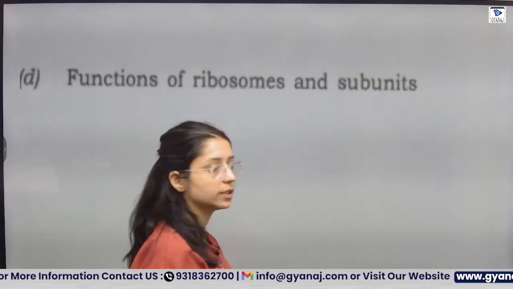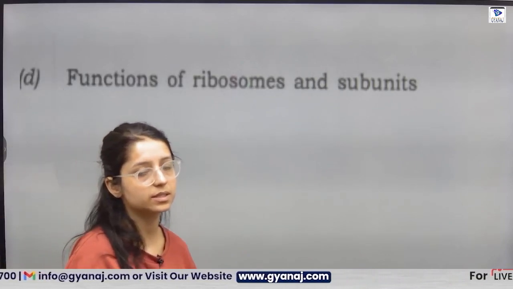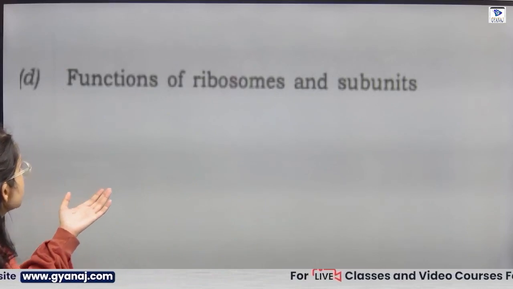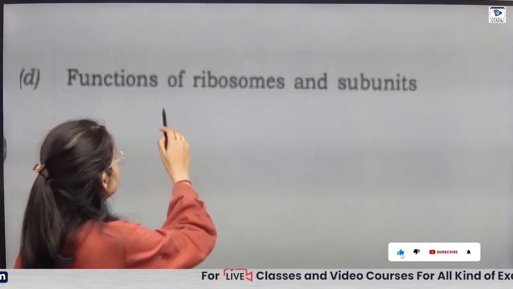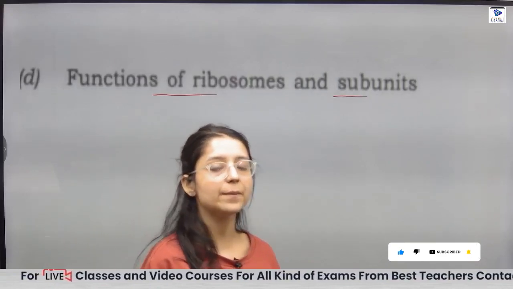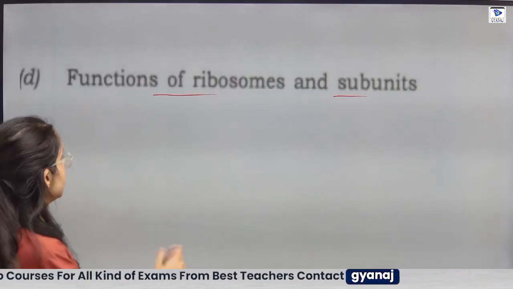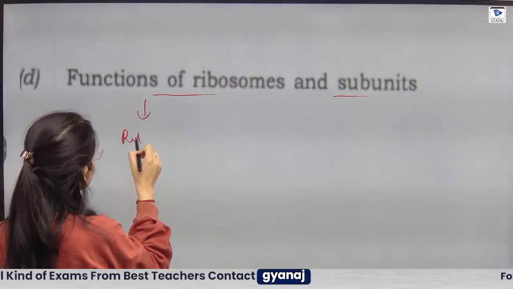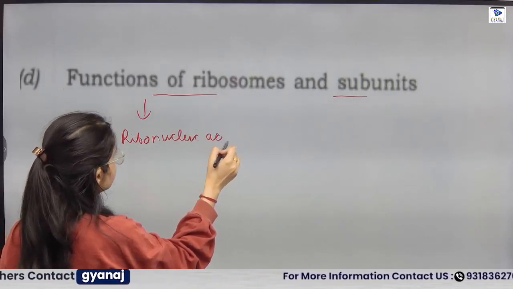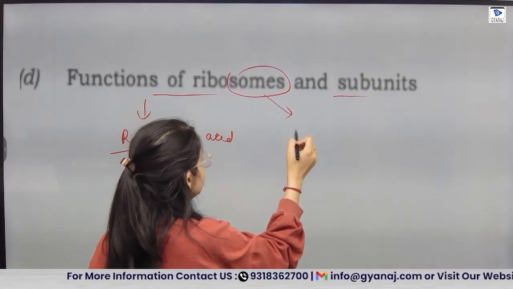This is all about the chloroplast and the pigments present in the chloroplast. Now the second question that has been asked in the UPSC: the functions of the ribosomes and the subunits. Firstly we have to understand what ribosomes are. Ribo is from ribonucleic acid. Now, what is the literal meaning of zomes? That is, bodies.